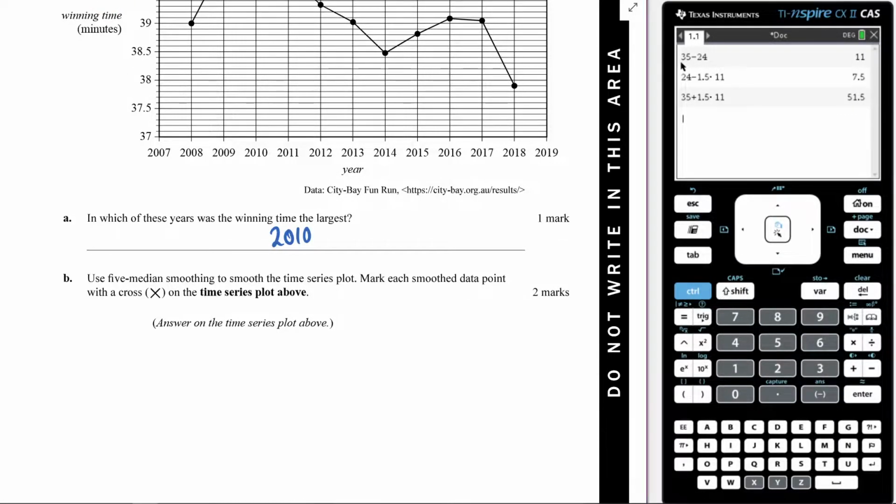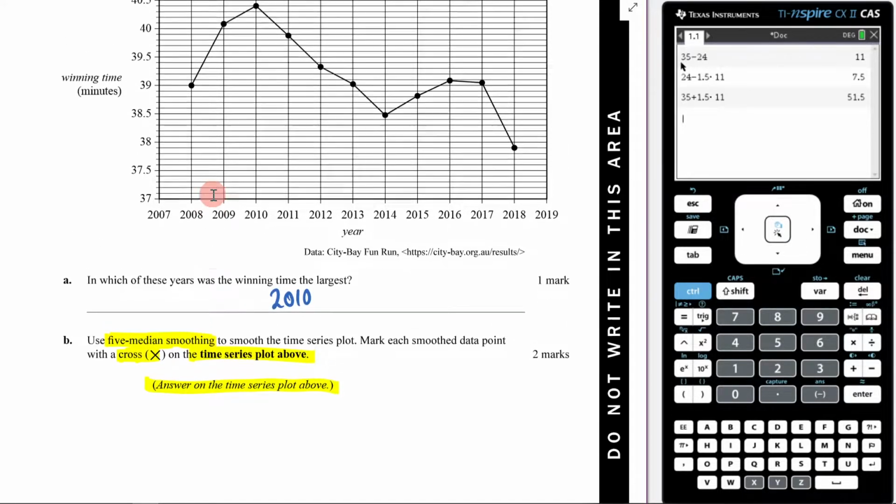All right, let's now answer this question here. It says use 5 median smoothing to smooth the time series plot. Mark each of the smooth data points with a cross on the time series plot above. So answer on the time series plot above. All right, let's give this a go.